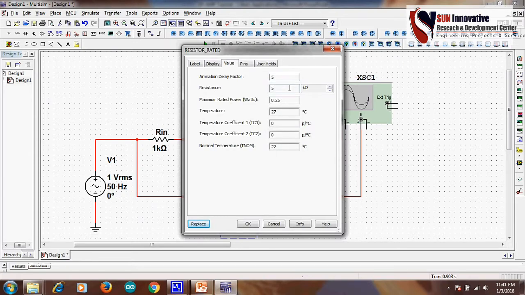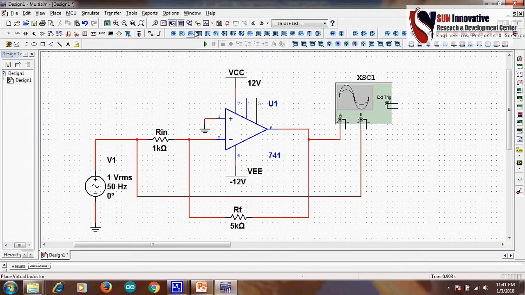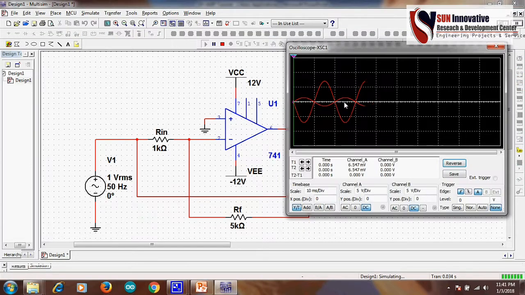I will reduce the gain to 5 kilo ohm. So my output should be 5 times the input voltage. Now see the output voltage. Now it is coming, meaning it is not going to saturate. You can also see the magnitude of the output voltage is higher compared to the input voltage, and it is an inverted signal. You can see here the negative with the positive phase change.